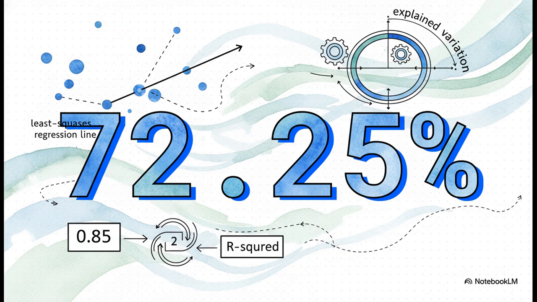Let's make this real for a second. Let's say we have a correlation coefficient, r, of 0.85. To get r squared, you just square it. Super simple. That gives us 0.7225, or 72.25%. And that number tells us our model explains about 72% of the variation in the data. That's the strength of our evidence right there.